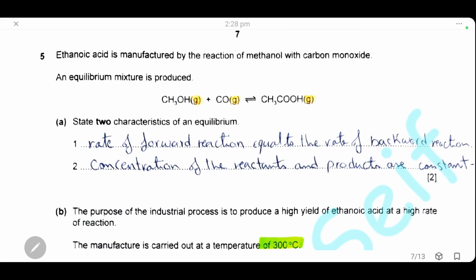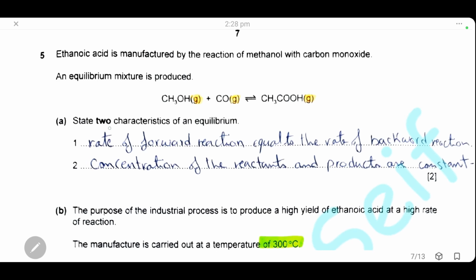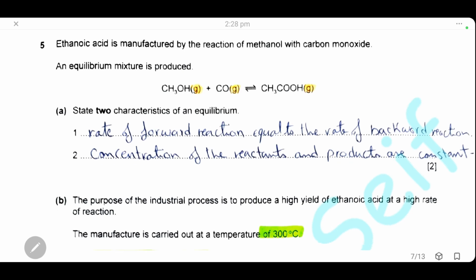Question 5. Ethanoic acid is manufactured by a reaction of methanol with carbon monoxide. An equilibrium mixture is produced. Here is methanol plus carbon monoxide, and the product is ethanoic acid. The equation at equilibrium, so we have to mention 2 characteristics of the equilibrium: that the rate of the forward reaction equal to the rate of backward reaction, and at equilibrium the concentration of the reactant and the product are constant.